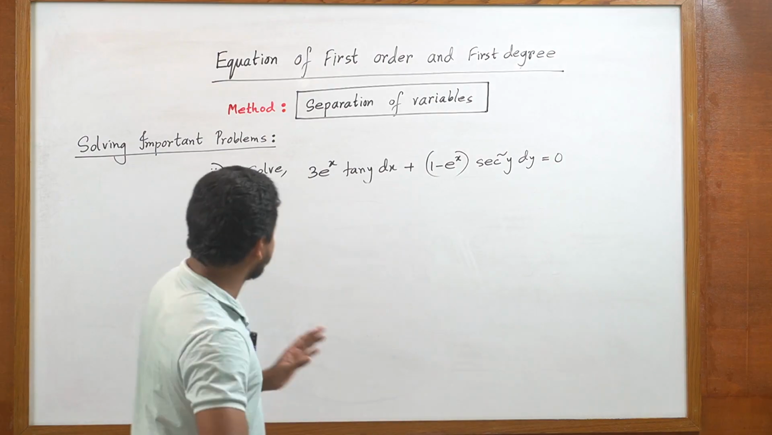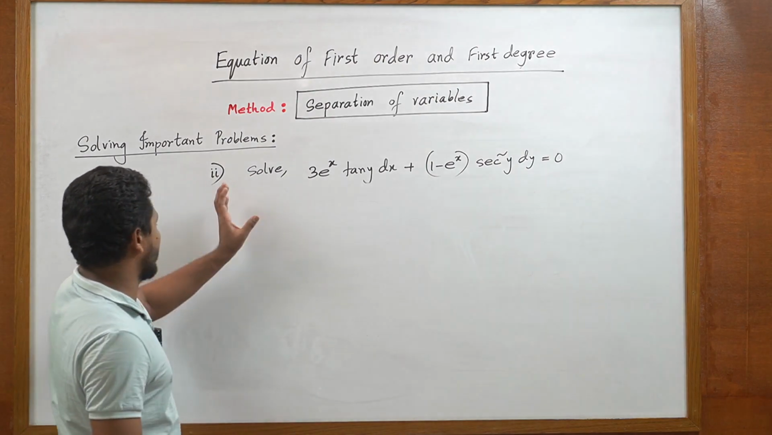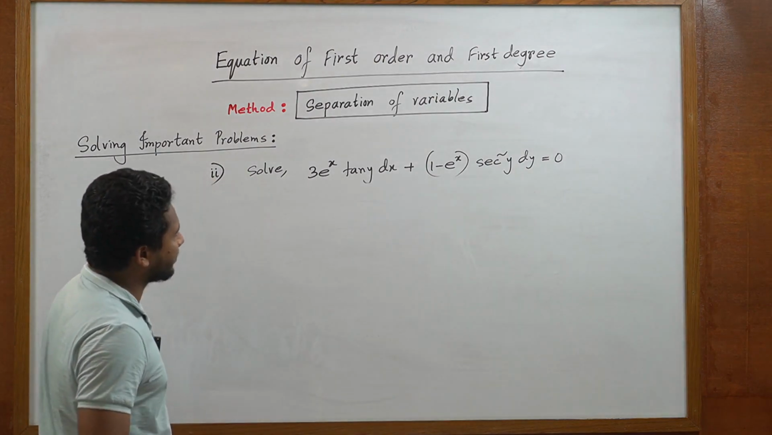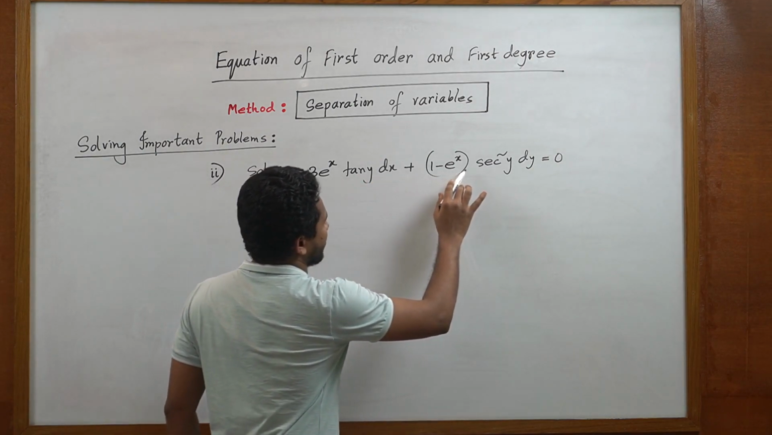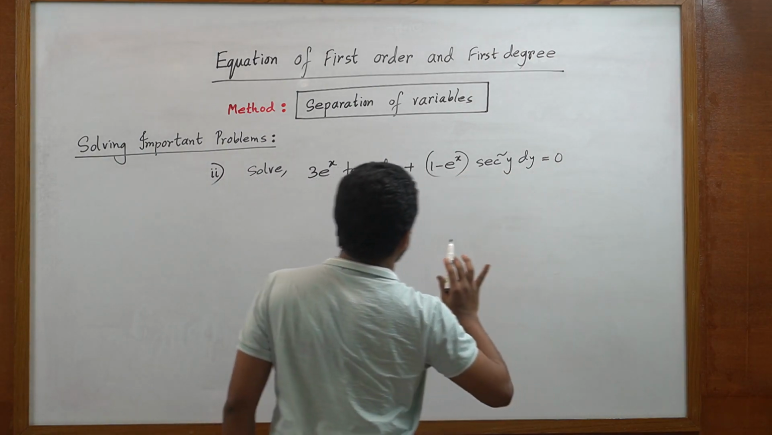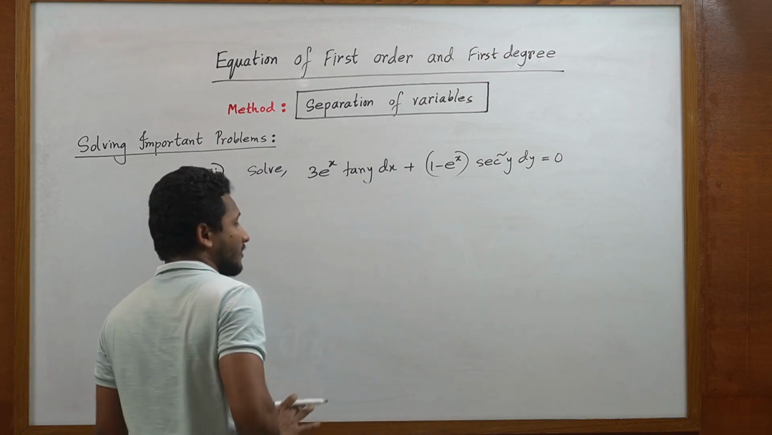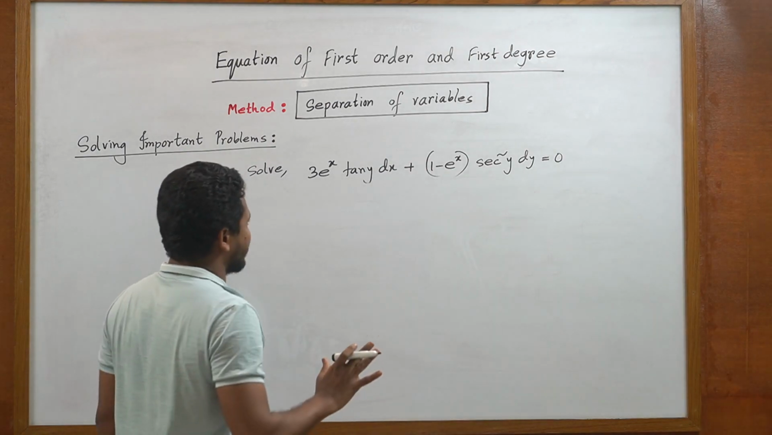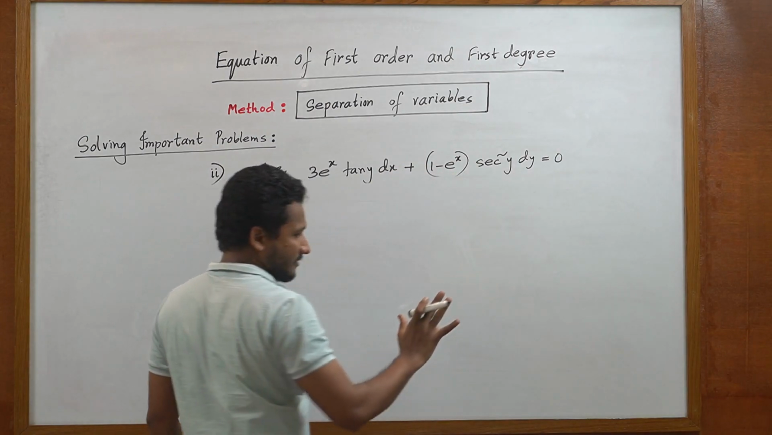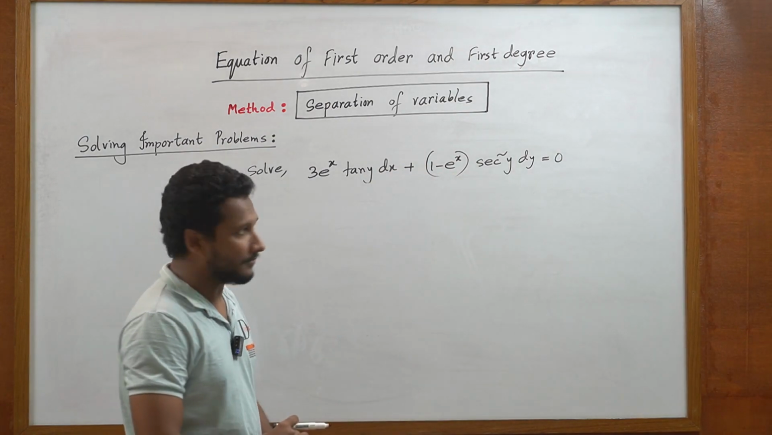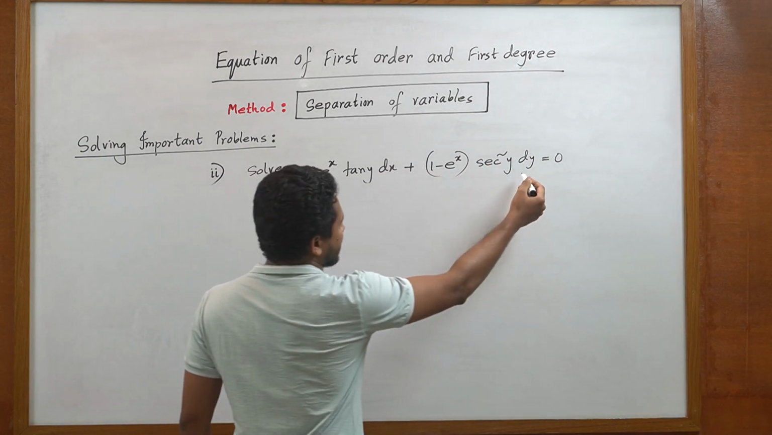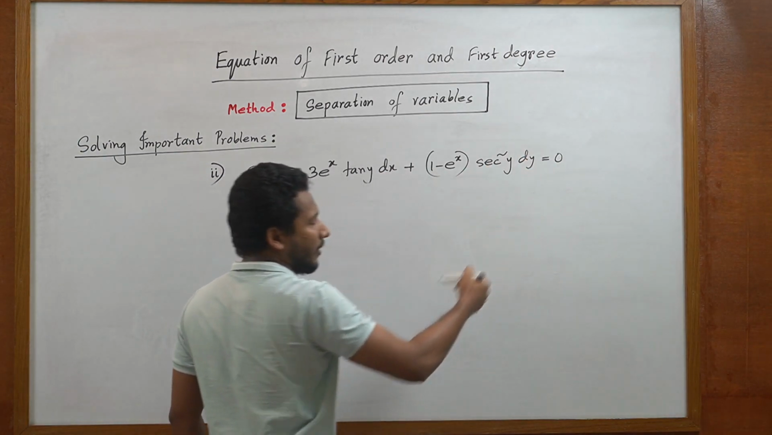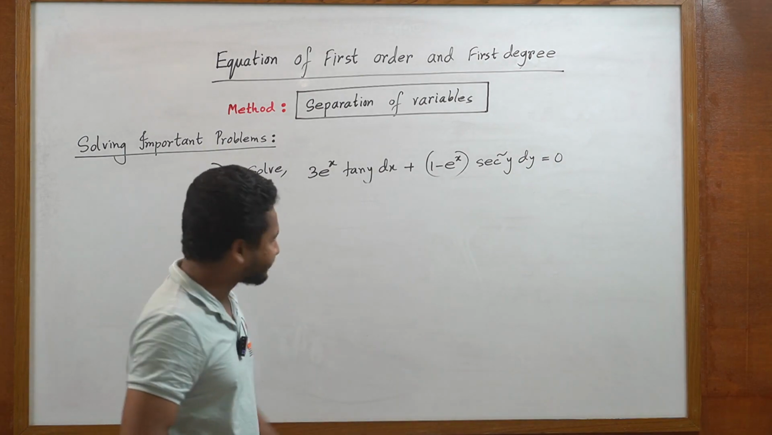Now we will go to the important problem 2. We will solve it. 3 e to the power x tan y dx plus 1 minus e to the power x sec square y dy equals 0. This equation is of first order because dy/dx is present, so the highest derivative is the first derivative, and the degree of this equation is 1 because the power of dy/dx is 1.